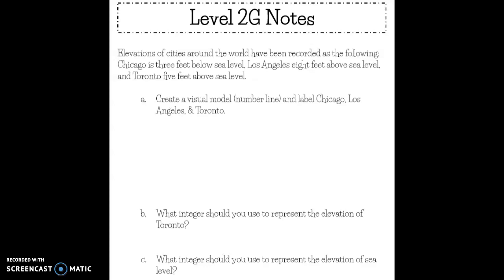Elevations of cities around the world have been recorded as the following. I have Chicago at 3 feet below sea level, Los Angeles as 8 feet above sea level, and Toronto as 5 feet above sea level. Now there's a lot of vocabulary in here I'm going to circle. I have below sea level, above sea level, and above sea level. I know above means that my numbers are positive, and below means my numbers are negative.